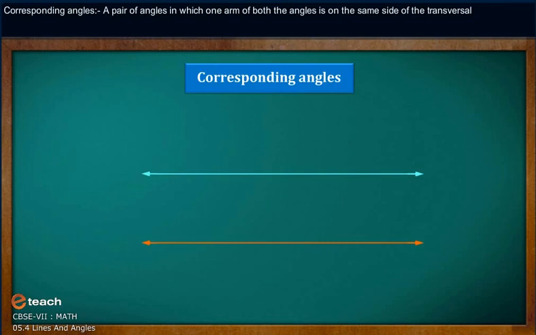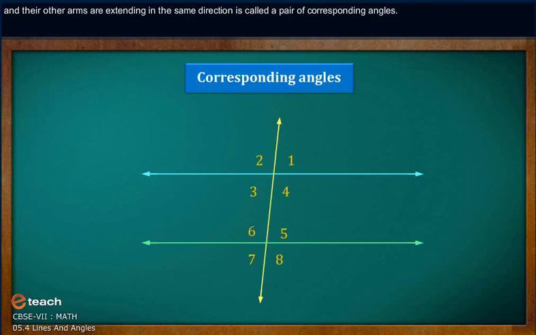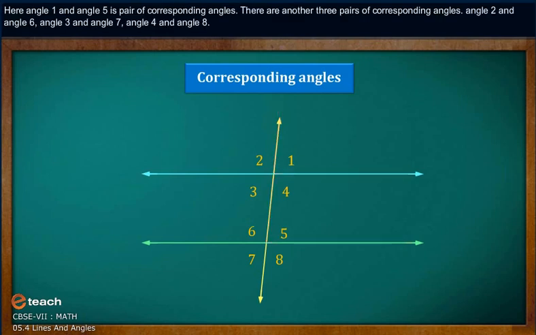Corresponding angles. A pair of angles in which one arm of both the angles is on the same side of the transversal and their other arms are extending in the same direction is called a pair of corresponding angles. Here, angle 1 and angle 5 is a pair of corresponding angles. There are another 3 pairs of corresponding angles. Angle 2 and angle 6, angle 3 and angle 7, angle 4 and angle 8.